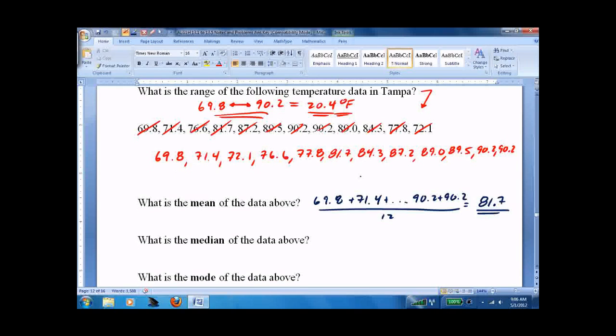Now the median, there's 12 data points, so you go to the middle value. Got 1, 2, 3, 4, 5, 6, 7. Since it goes up to 12 data points, you go to the middle, which is here between 6 and 7. You would take 81.7 and 84.3 and just find the average between them, since there's an even number of data points and it doesn't work out perfectly. You get 83.